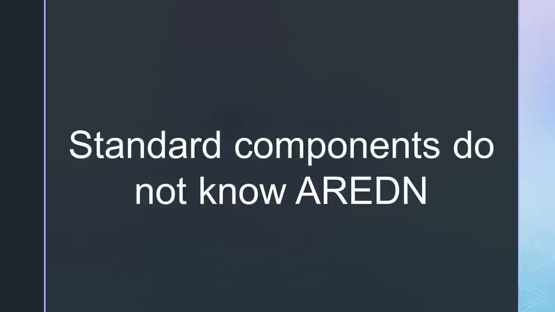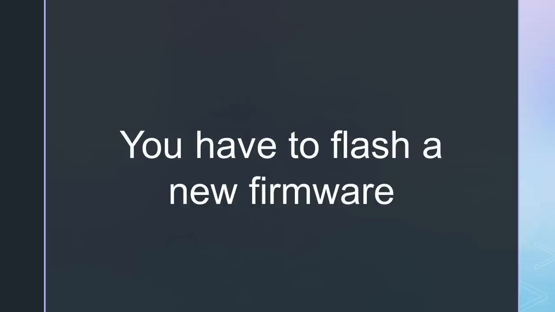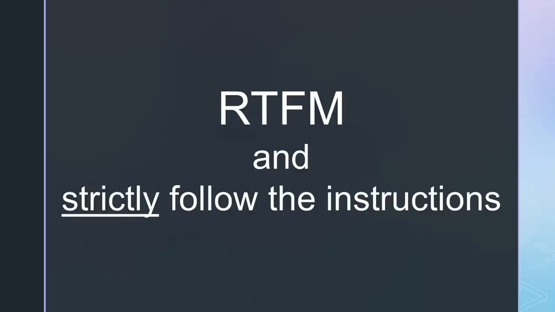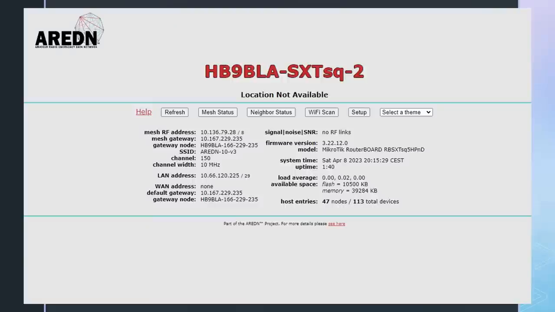When you purchase standard Wi-Fi gear, it does not know what AREDN is, so you have to flash it with new firmware from the AREDN documentation. I leave all the needed links for flashing the different devices in the video description. Flashing the devices is not too complex if you strictly follow the instructions. Otherwise, you have to start over. Now we have our router flashed and set up.